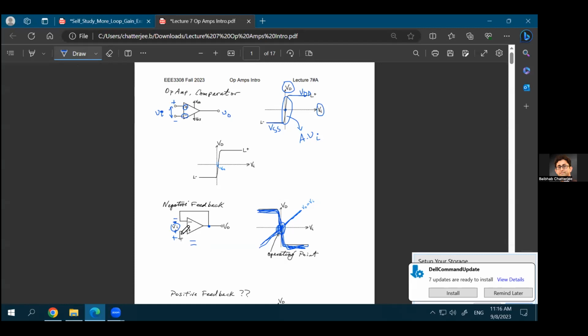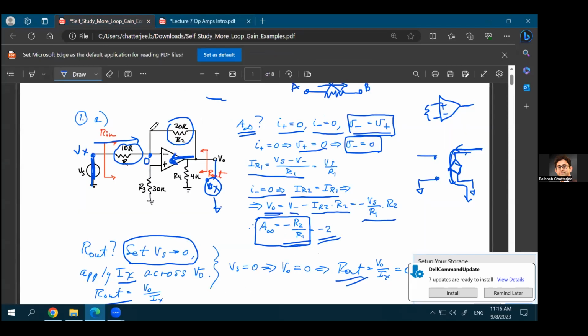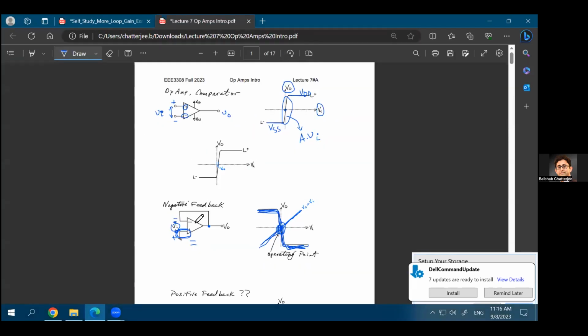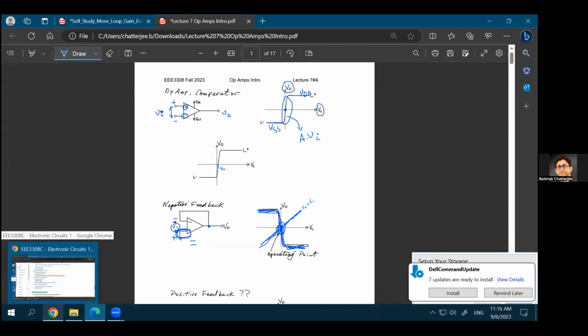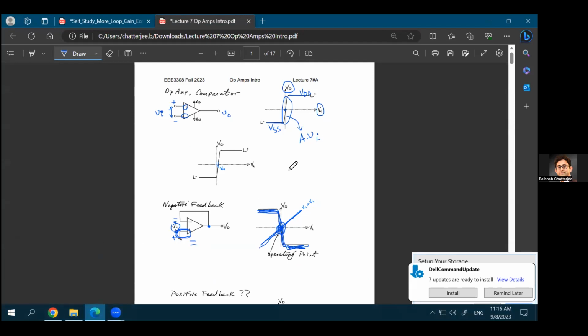because where are you applying your input? You're applying your input at the positive terminal. You're not applying your input at the negative terminal. So there's a slight difference. It's a non-inverting op-amp. Non-inverting op-amp was something that we discussed in the previous class. If you go back to the previous lecture, we had non-inverting op-amps, and for non-inverting op-amp, the gain equation was 1 plus R2 over R1.